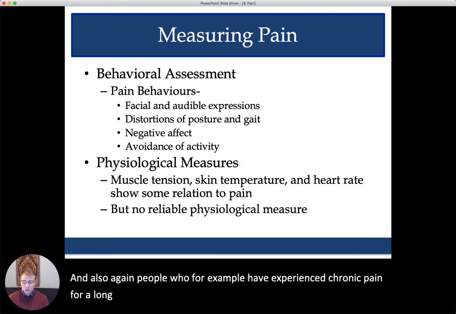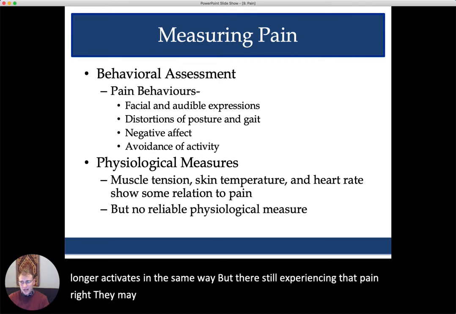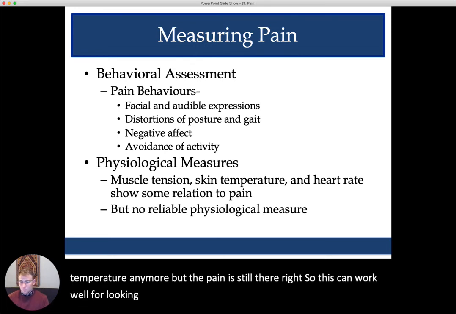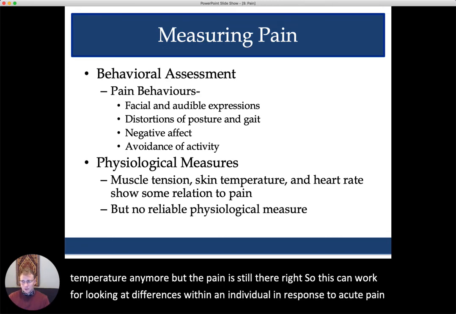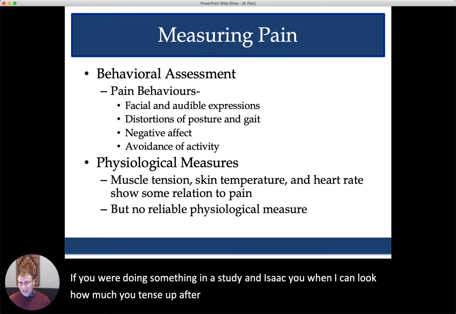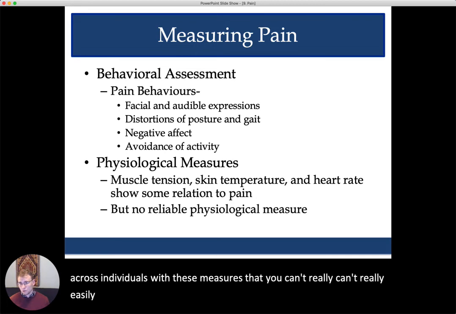They might get very used to that, and their system no longer activates in the same way, but they're still experiencing that pain, right? They may not have that spike in muscle tension or skin temperature anymore, but the pain is still there, right? And so this can work well for looking at differences within an individual in response to acute pain stimuli. Like if you're doing something in a study and I zap you, I can look at how much you tense up after this zap versus that zap, but looking across individuals with these measures, you can't really easily compare individuals to one another.